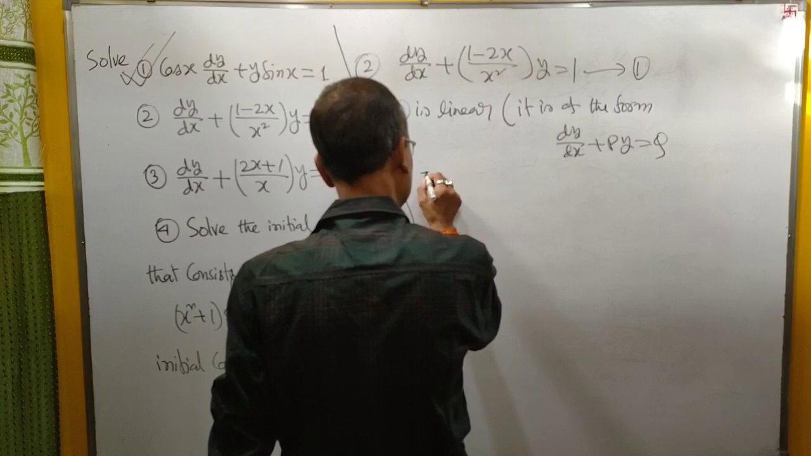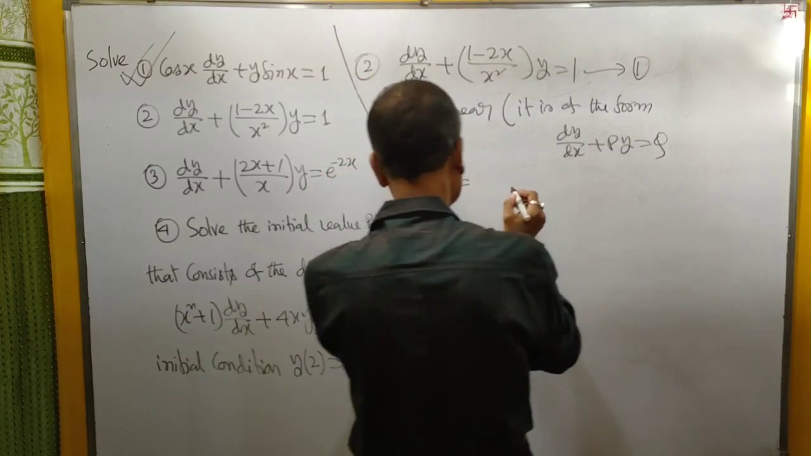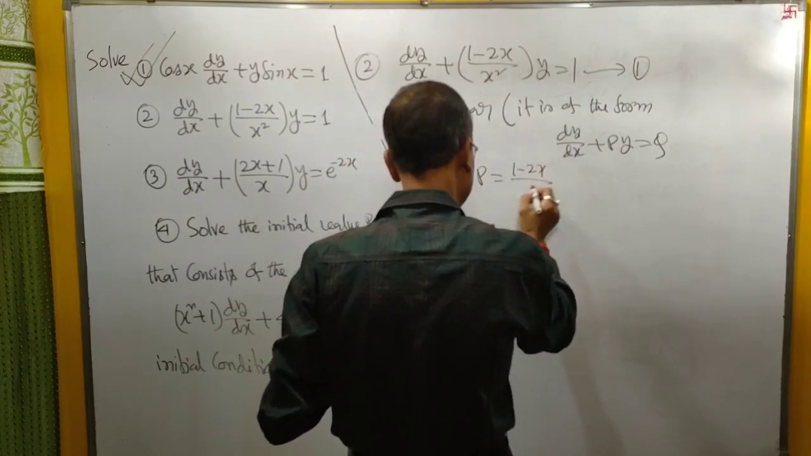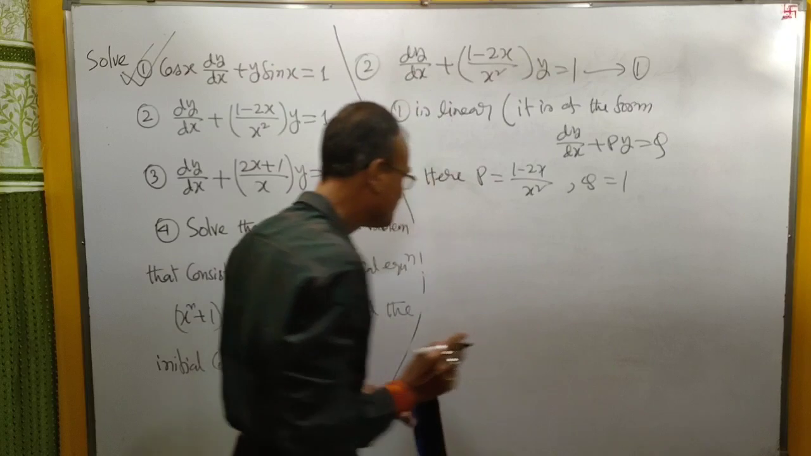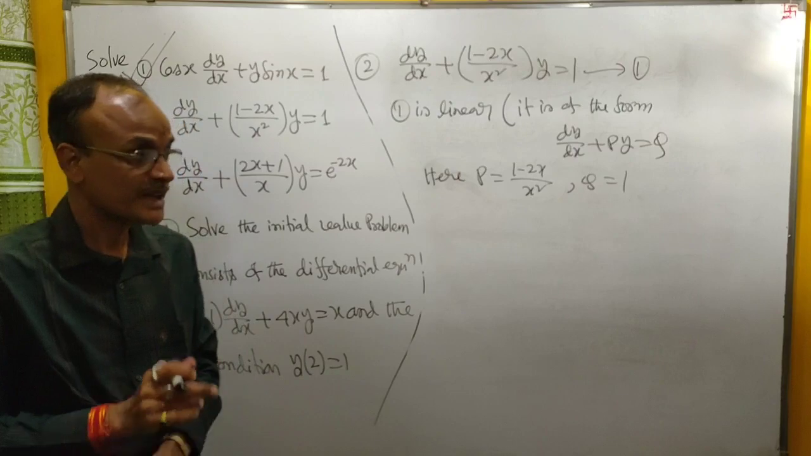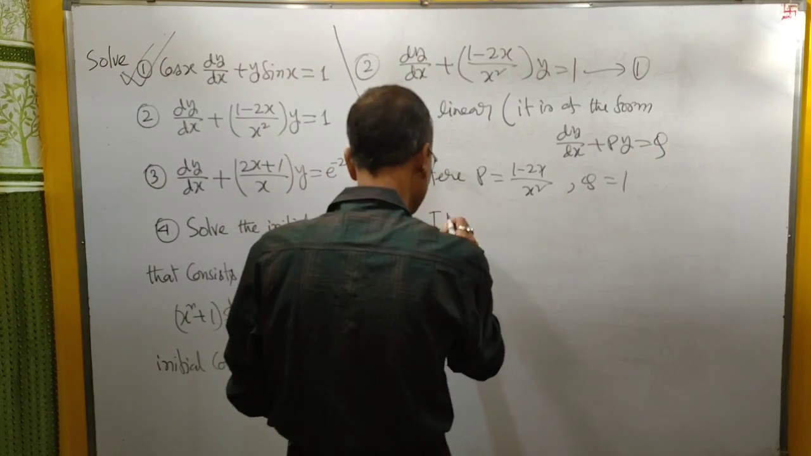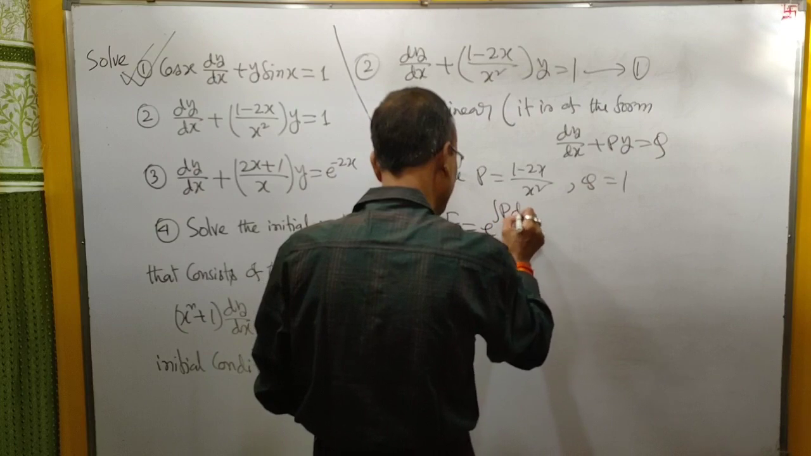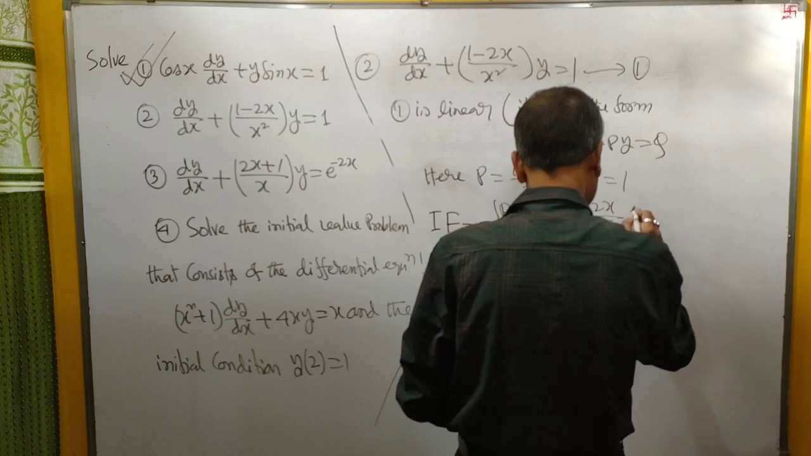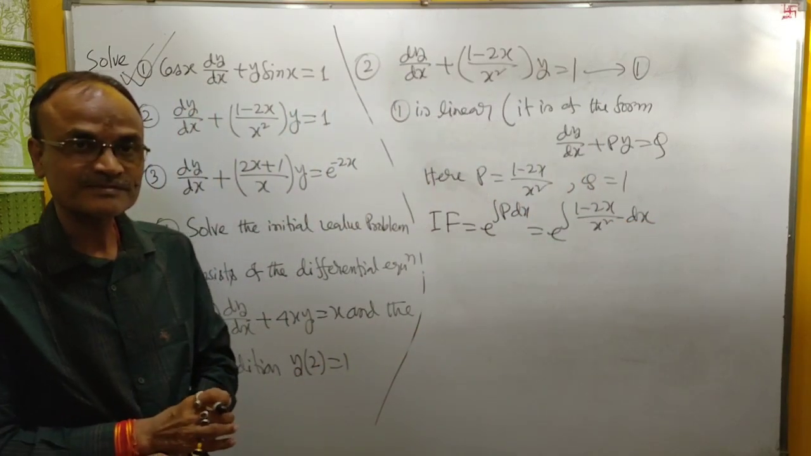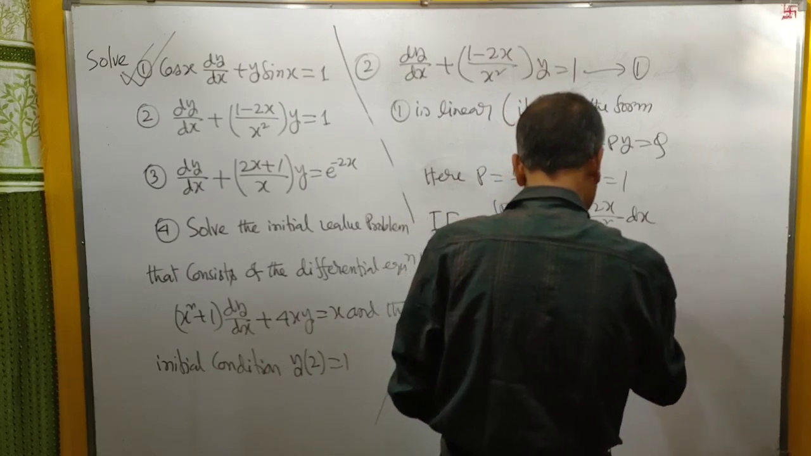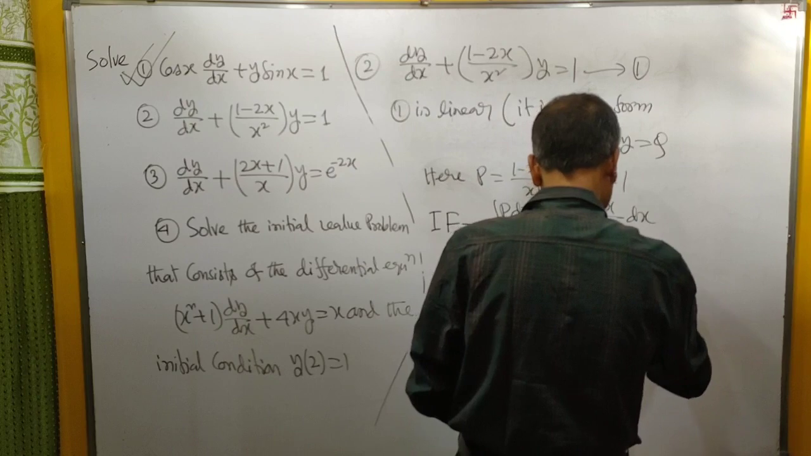Now, the integrating factor. Here P = (1 - 2x)/x² and Q = 1. Integrating factor equals e to the power integral of P dx, which is e to the power integral of (1 - 2x)/x² dx, or e to the power integral of (1/x² - 2/x) dx.